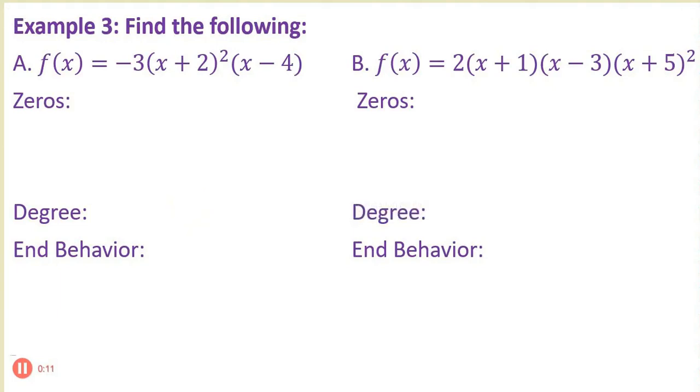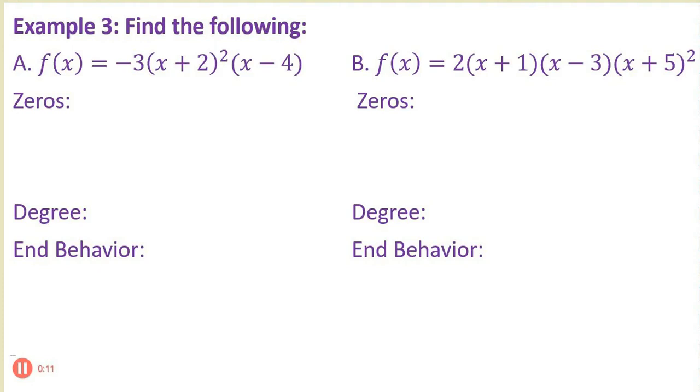Okay, so now we're going to look at this function and identify three characteristics. The first thing we're going to do is find the zeros, then we're going to add up the degree, and lastly we're going to write the end behavior. So for the first one, both of these are in factor form. So all we need to do is set the factors equal to 0. When it's in factor form, it's really simple to find your zeros.